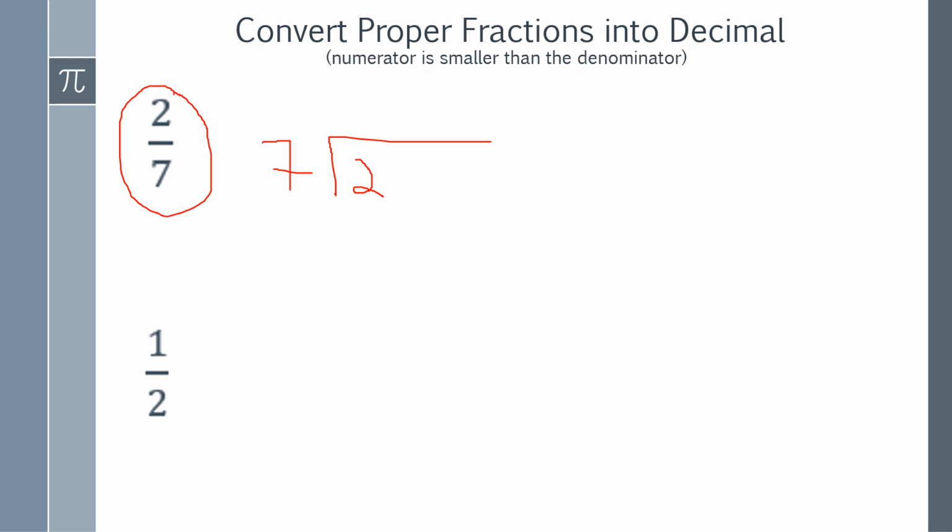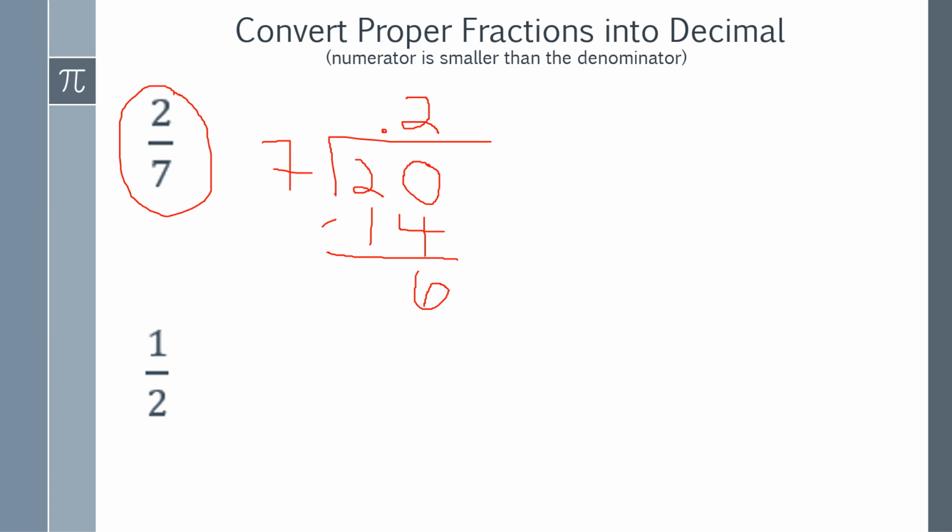So what you do is you add a 0, and when you add that first 0, you always put a decimal point right before that first 0 up here. And then you figure out, can 7 go into 20? It can, 2 times. 7 times 2 is 14, and 20 minus 14 is 6.